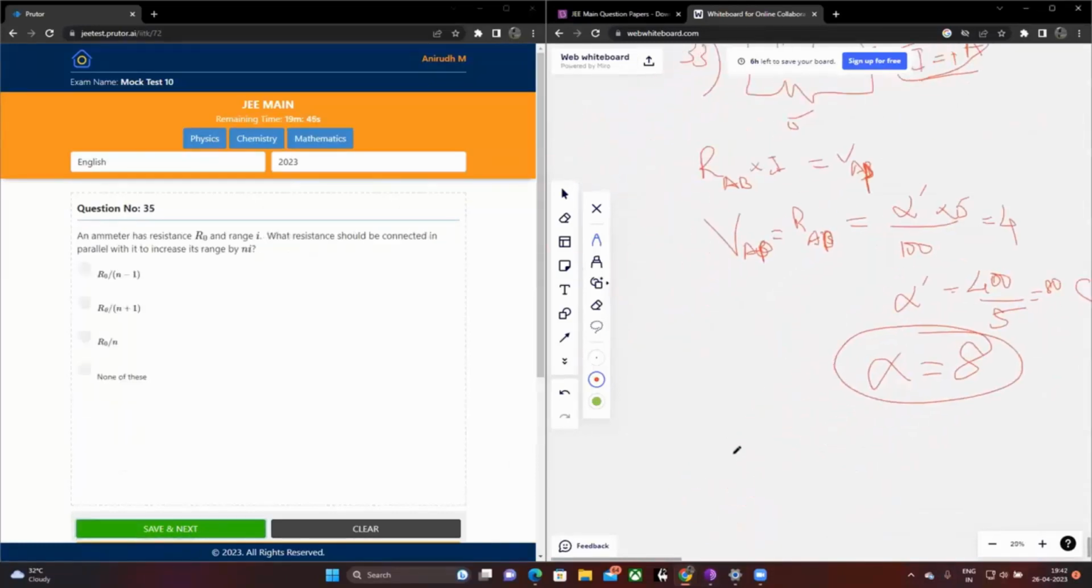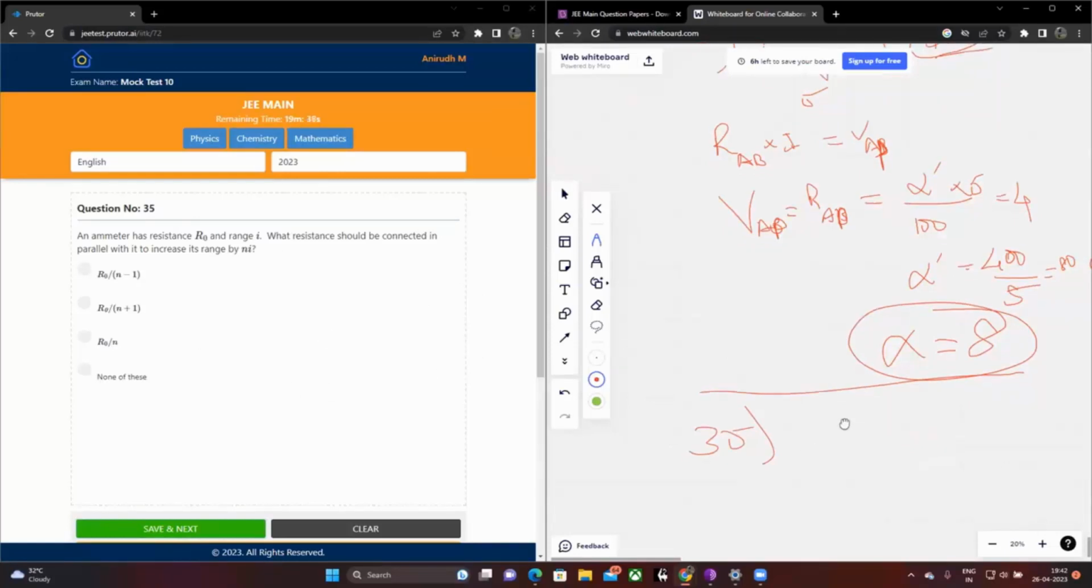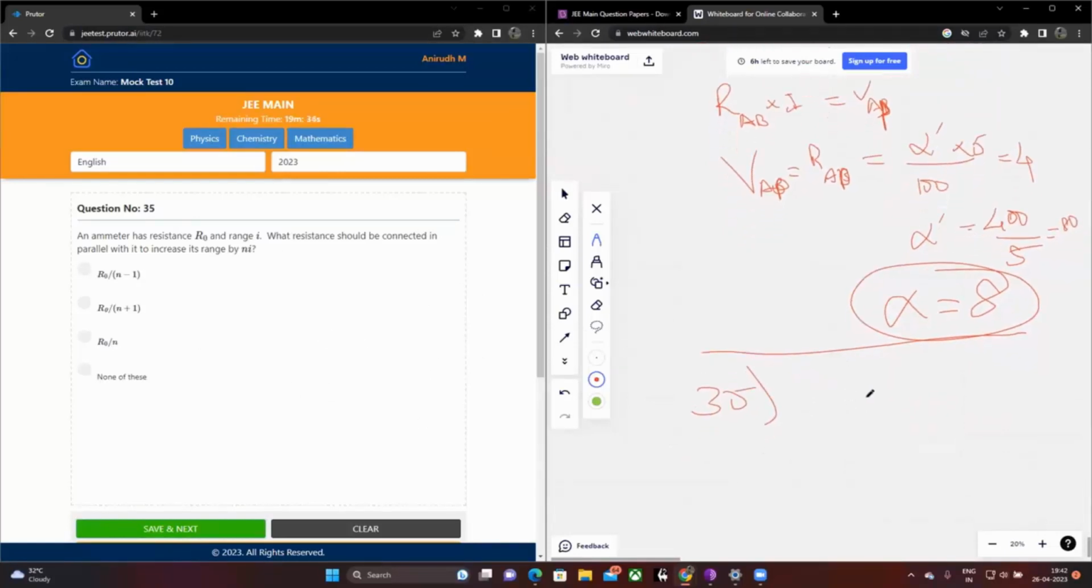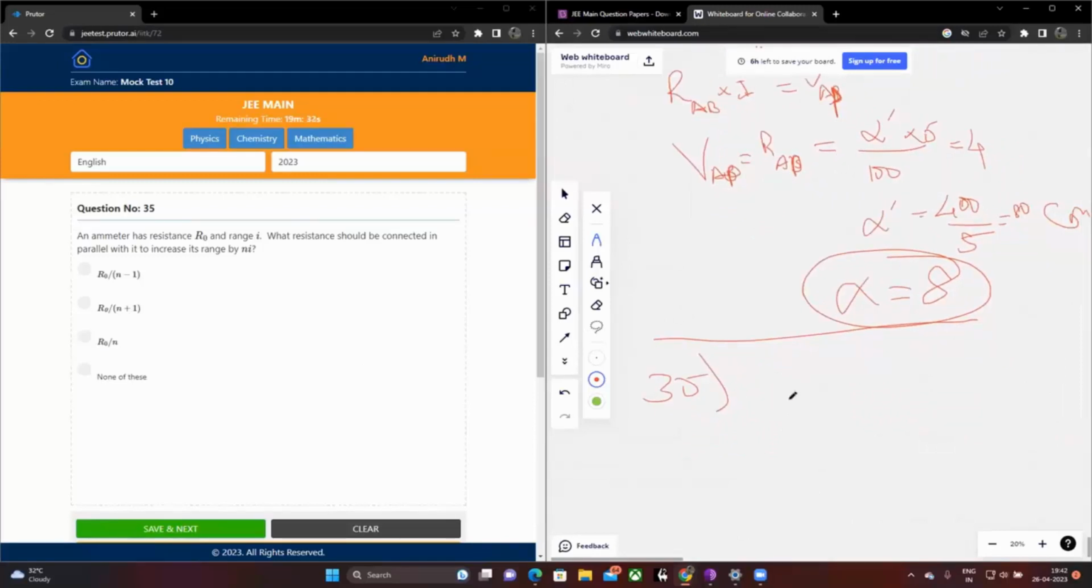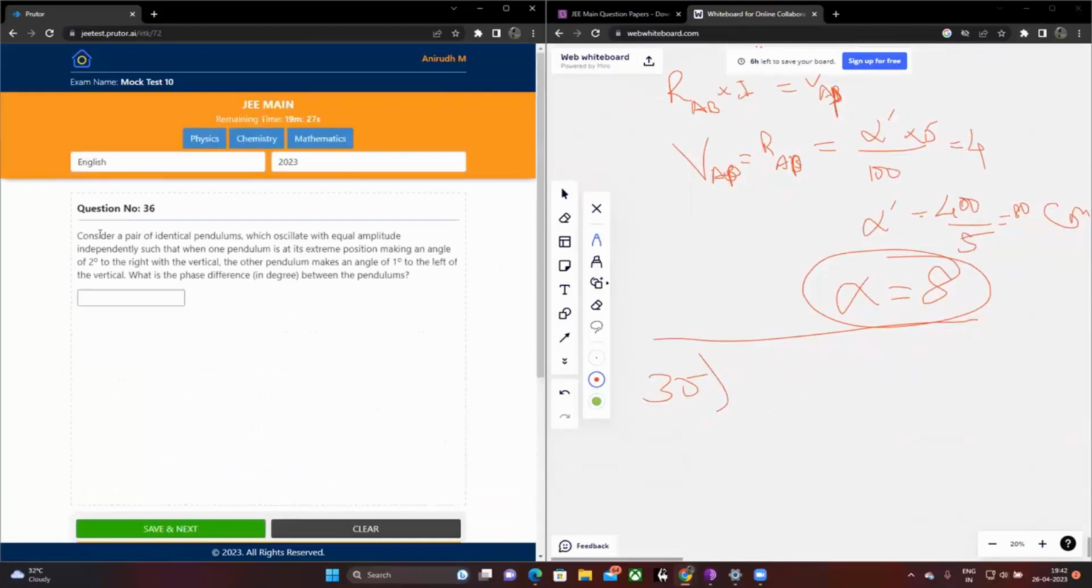Now, the next question: an ammeter has a resistance R0 and a range I. What resistance should be connected in parallel with it to increase its range by Ni? Ammeter theory. I'll just skip this question because I've forgotten ammeter theory.